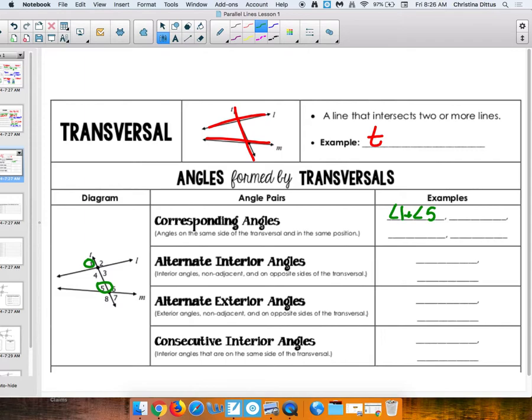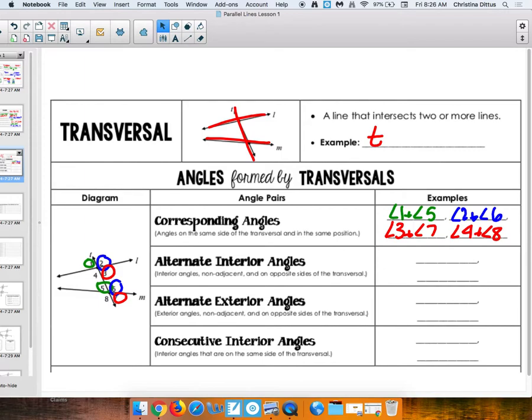Just like angle 2 and angle 6. 2 and 6 are corresponding angles. Who else got a pair? 3 and 7, good. And then 4 and 8, good.